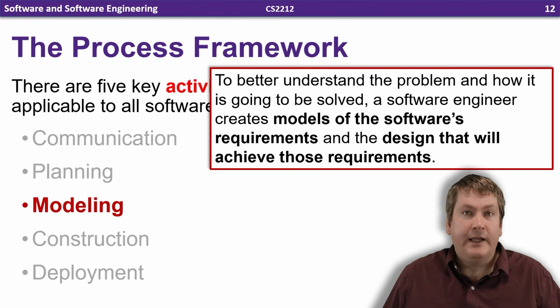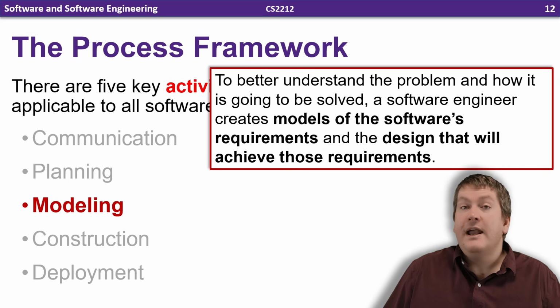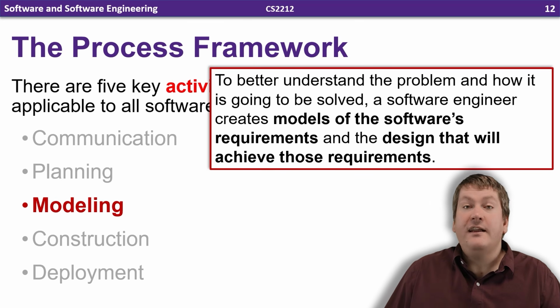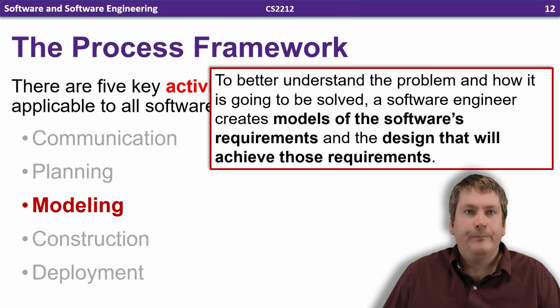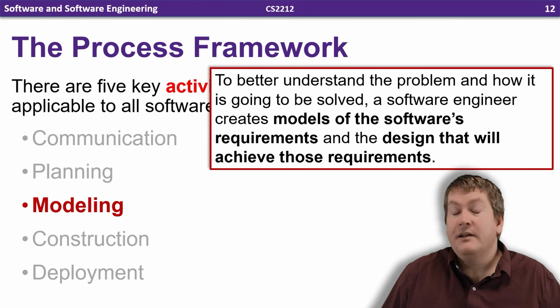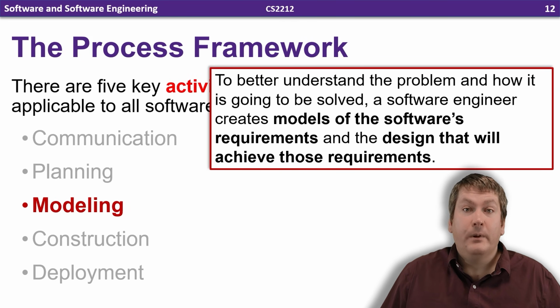Next is modeling. The goal of the modeling activity is to better understand the problem and how we're going to solve it. During this activity, a model of the software's requirements that were gathered during communication is created and it's verified with stakeholders. Once the requirements model is completed, design work can begin and a design is created that's going to achieve all the stated requirements, at least all the ones that we negotiate with those stakeholders and are feasible to include.